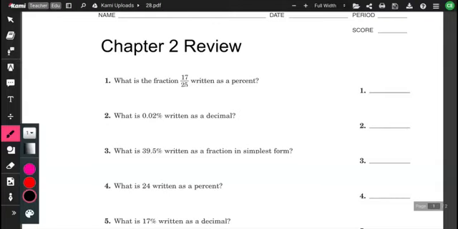We are on our last thing of chapter 2. It's just the review. I want to make sure that you guys understand what's going on, and so I'm just going to go through and explain how to do these problems.